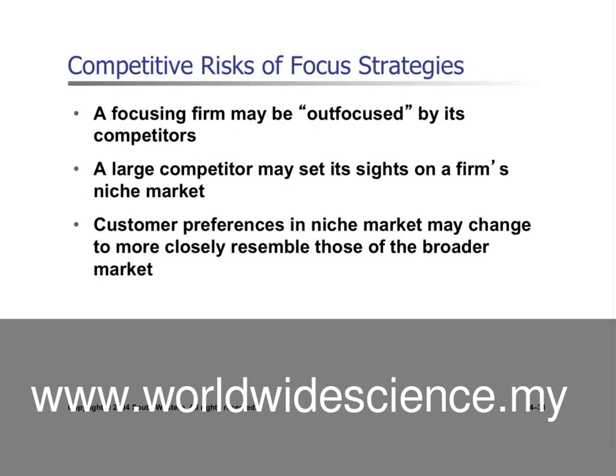A large competitor may set its sights on a firm's niche market. Sometimes a larger corporation might be able to cover that, so you will lose out again. Or customer preferences in the niche market may change to more closely resemble those of the broader market. Sometimes mass corporations are able to change customers' needs towards what they provide. So it's also very important to understand that, when it comes to marketing, it's a lot of educating the customers. Let's say in the banking industry, it's changing a lot. Many changes are not necessarily desired by the customers, like debit cards and online banking.